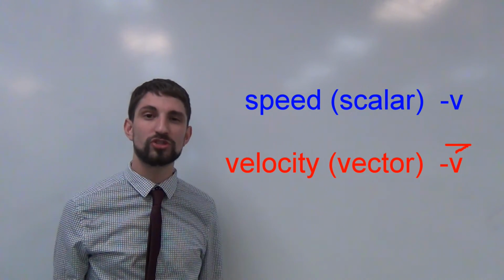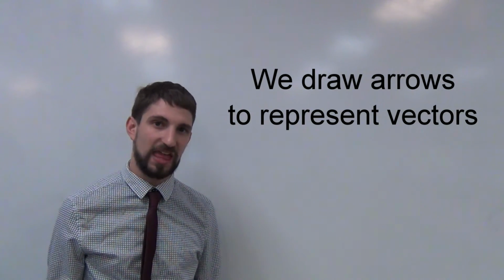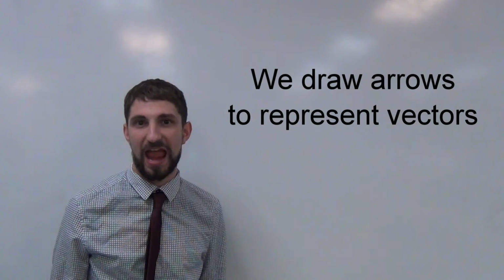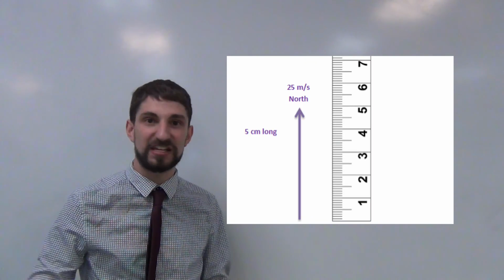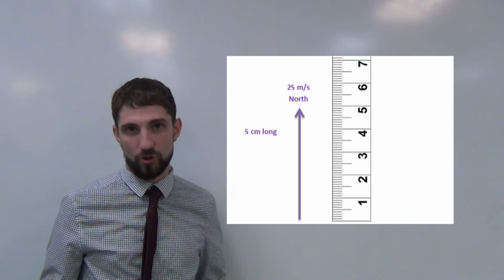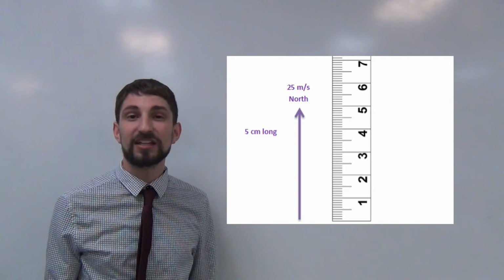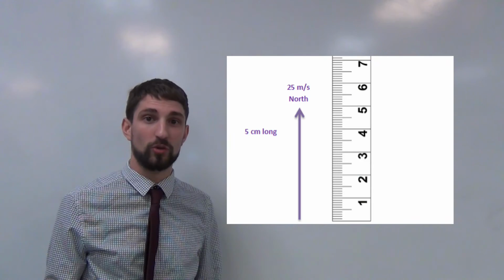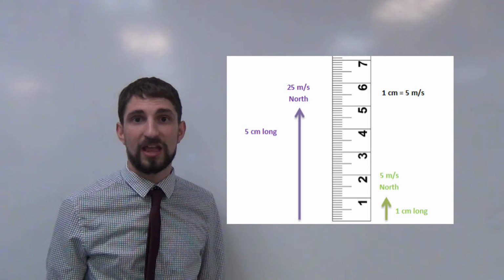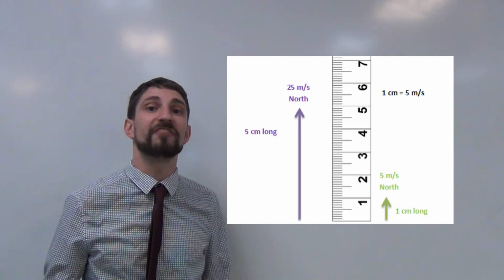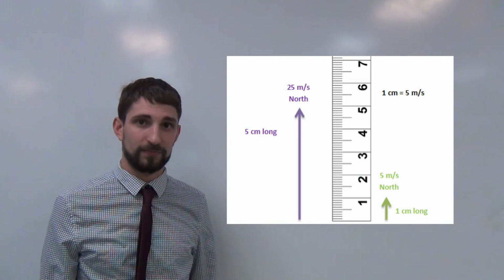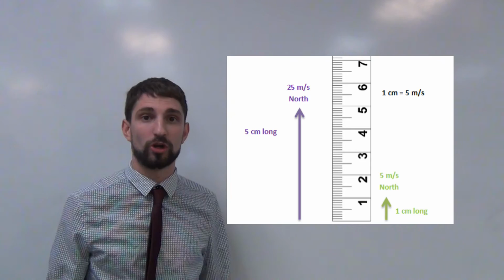We use arrows to represent vectors. So for instance, if we have an object that is moving in the north direction at 25 meters per second, then we would have an arrow at some given proportion pointing in the north direction. If you wanted to talk about an object that is only moving 5 meters per second, the arrow representing that object will only be 1/5 of the original length. The longer the arrow, the longer the vector.